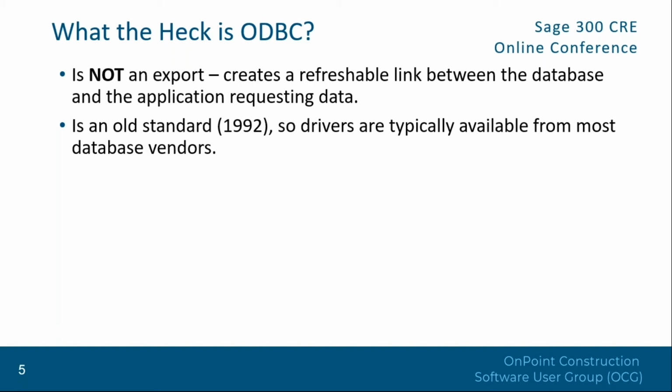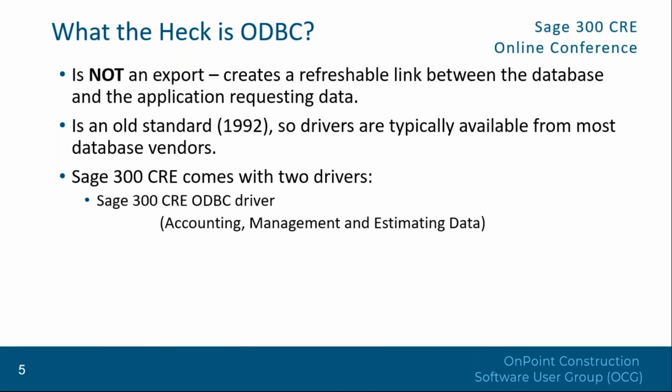Now with Sage 300, Sage 300 actually comes with two different sets of drivers. There is the one that we're going to be working on, which is the Sage 300 CRE ODBC driver, which I believe is made by Simba. It is the driver that we use to access accounting data, property management data, and estimating data. And that's the one that we're going to be dealing with in all of our examples.